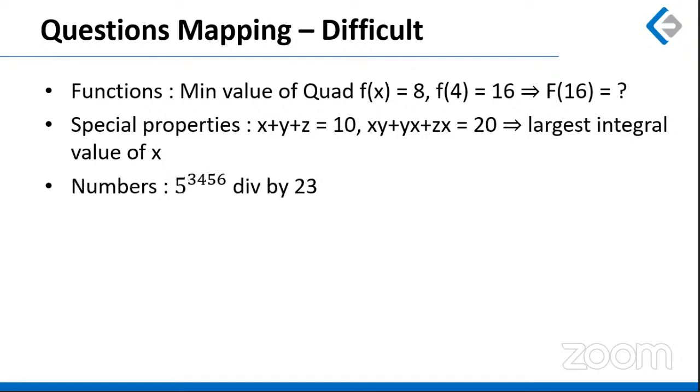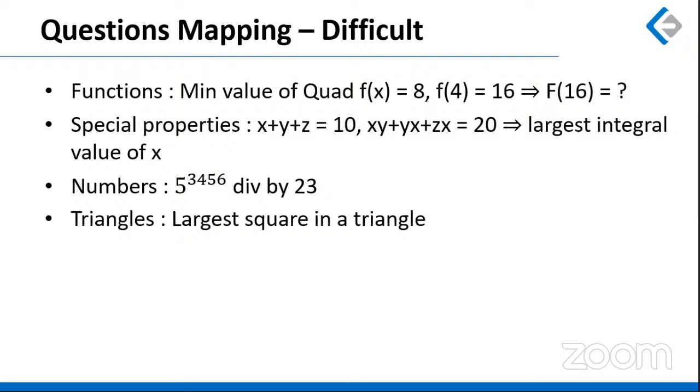A question based on numbers, where we had to find the remainder when 5 raised to 3456 was divided by 23. Now, let me tell you, this question can be solved using something called Euler's theorem. Okay, this is something that we'll be learning at an advanced level while we are doing quant marathon, right? There will be a particular topic called Euler's theorem and the remainder based on Euler's theorem. So this will be taught there. So don't get surprised that we are not able to solve this question and we don't know this theorem. Just relax. This will be taught to you at an advanced level.